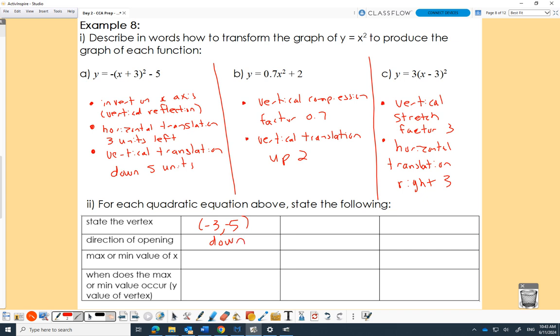Max or min value of x. Oops. Max or min value of y. That's our fault. We retyped all this stuff to fix up the fonts and make it all beautiful for you. A little oops there. Max or min value of y is the -5. And when does that occur? At -3. Yes, those are just the word version of the vertex.